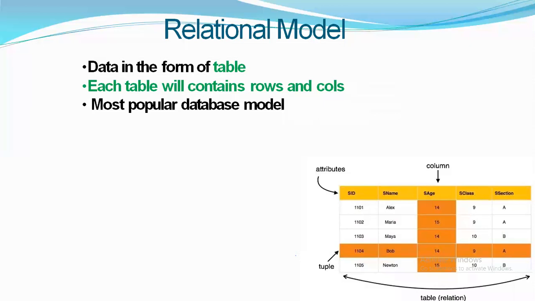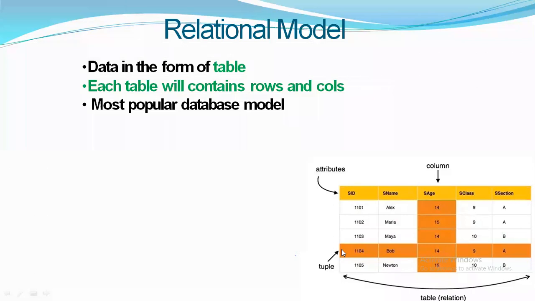Relation means table. Each table will contain some rows and some columns. SID is one column, SName is another column, age is another column, class is another column, session is another column. Similarly, the rows are 1101, 1102, 1103, 1104, 1105. We call them rows and columns. Technically, we call a row a tuple. The rows we call tuples.